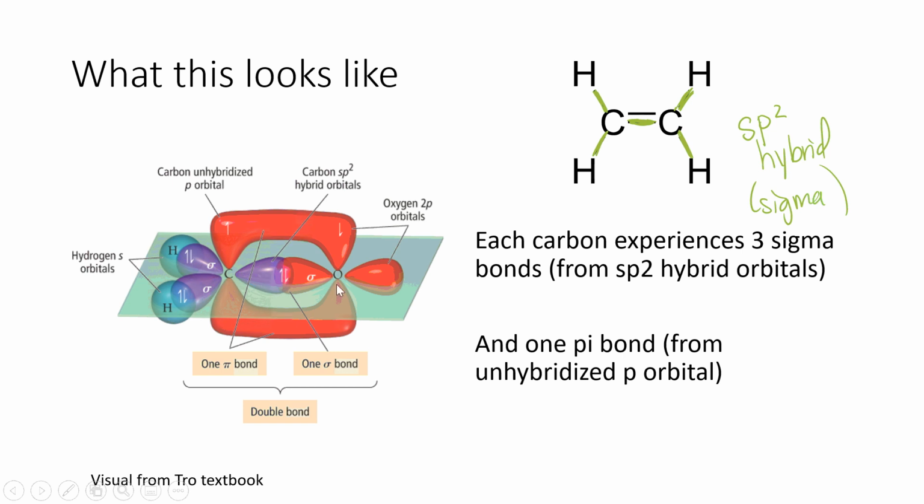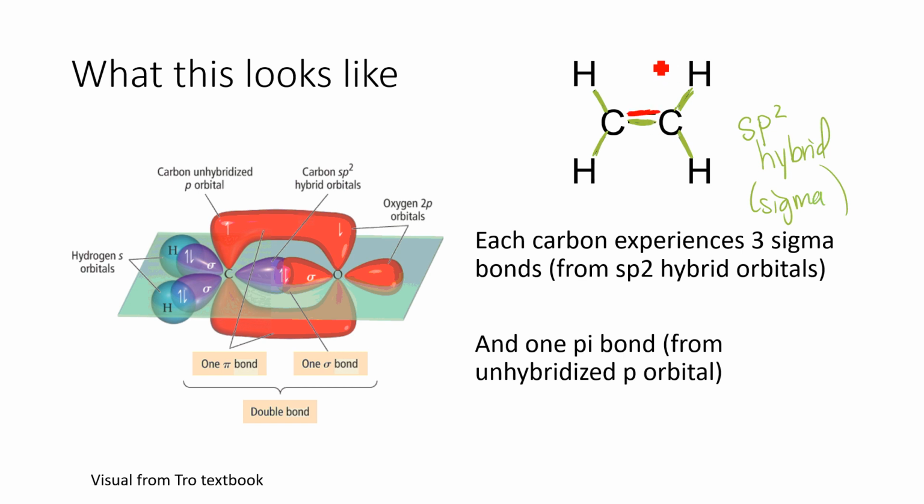Oops, I just realized this is actually a different molecule. This is CH2O, but let's just look at this carbon. Okay, so it's got these 3 purple ones. These represent our 3 hybrid orbitals. Those are our sigma bonding. And then we've got this unhybridized one right here.